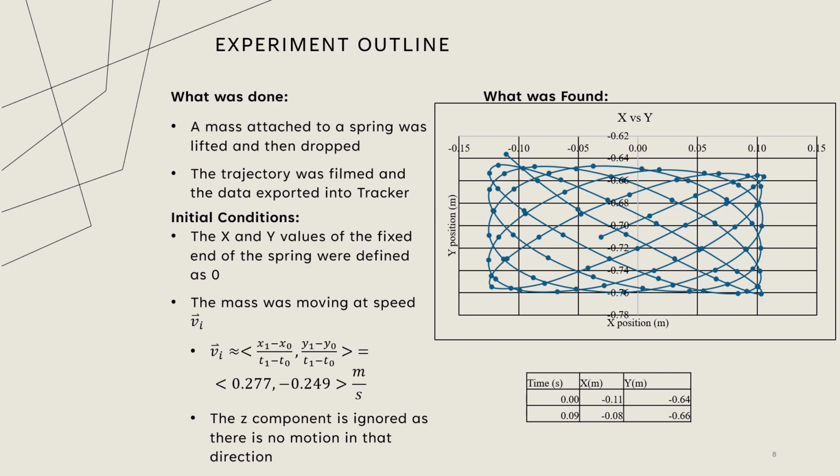So for our initial conditions, the x and y values of the fixed end of the spring were set to 0. The mass was moving at a speed vi, which we calculated using our first two data points, found to be 0.277 and negative 0.249 meters per second in x and y respectively, and we're ignoring z because it doesn't move in that direction.